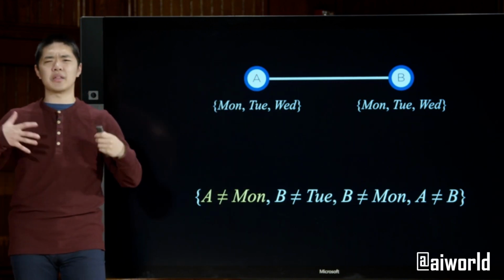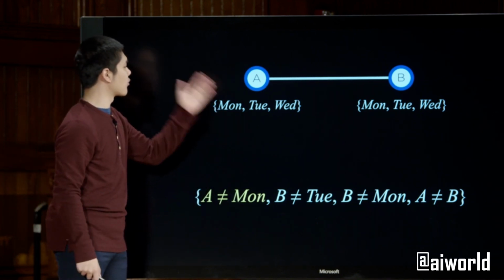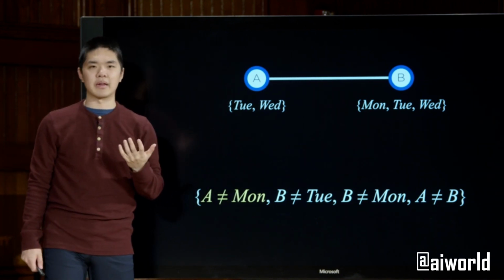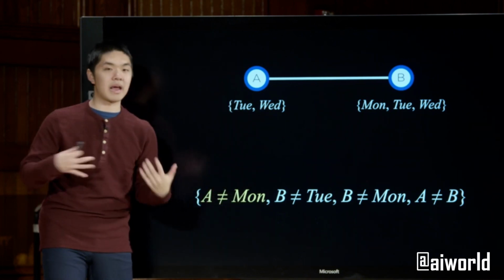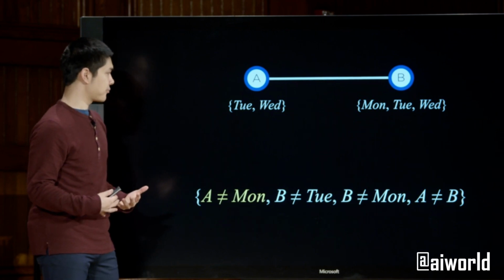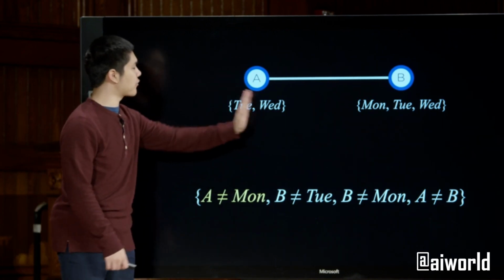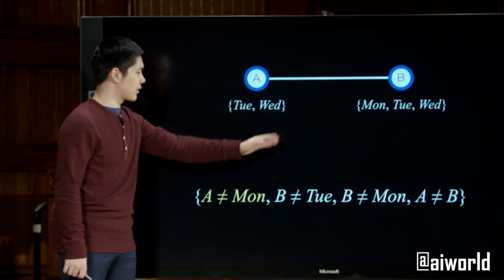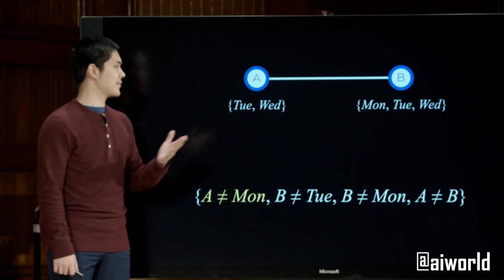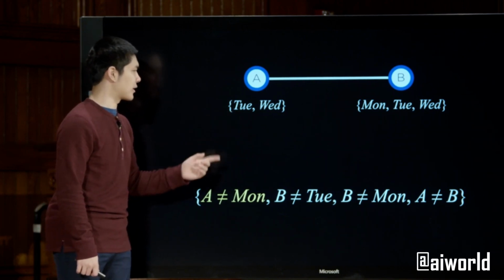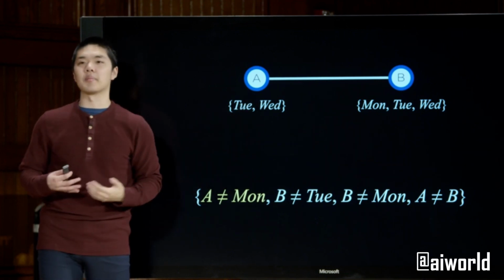And so how do we make this node consistent? Well, to make the node consistent, we'll just go ahead and remove Monday from A's domain. Now A can only be on Tuesday or Wednesday because we had this constraint that said A is not equal to Monday. And at this point, A is node consistent. For each of the values that A can take on, Tuesday and Wednesday, there is no unary constraint that conflicts with that idea. There is no constraint that says that A can't be Tuesday. There's no unary constraint that says that A cannot be on Wednesday.